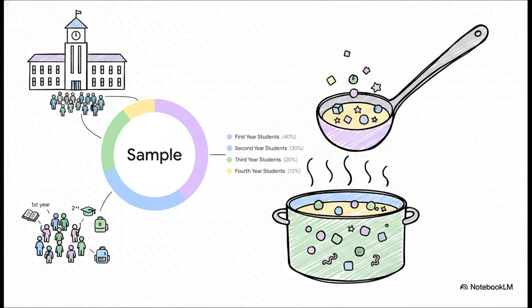But wait a minute. What if your population isn't just one uniform thing? What if it has important subgroups, like a university with first years, second years, and so on? Well, with stratified sampling, you divide the population into these groups, or strata, first. Then you take a random sample from inside each group, making sure your final sample has the same proportions as the whole university. It ensures your spoonful of soup has all the right ingredients mixed in.